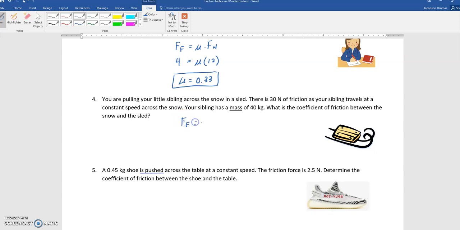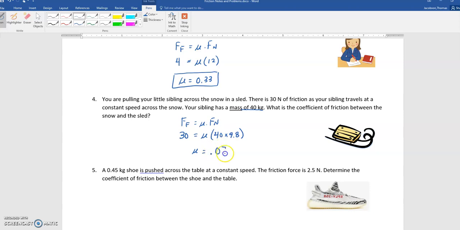So just like before, I'll use my friction formula. We know that there's 30 newtons of force, or friction, I should say. We don't know the coefficient of friction, and we're given a mass of 40 kilograms. So we're going to have to do 40 times 9.8 to get the weight, which again is, in all our problems today, the same as the normal force. Then you would divide both sides by whatever 40 times 9.8 is. So 30 divided by parentheses, 40 times 9.8, close parentheses, and I get 0.076.